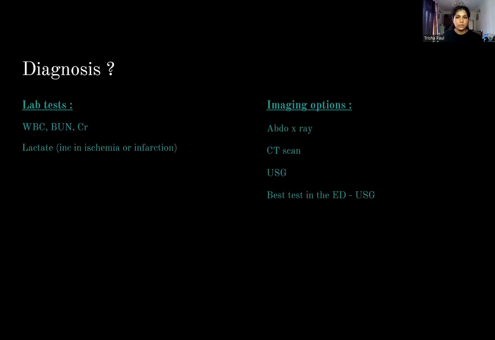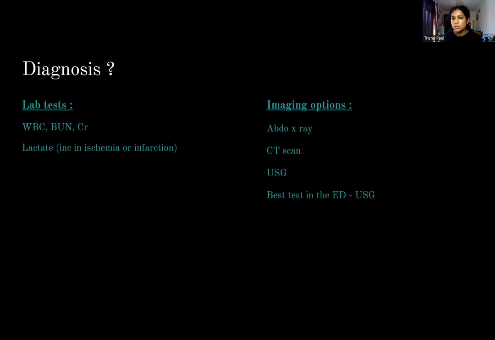So how do you diagnose it? The lab tests you can order are WBC, BUN, and creatinine. BUN and creatinine can tell you about the volume status of the patient. You can also get lactate, which is increased in case the patient has ischemia or infarction going on. And this happens very late in the disease.